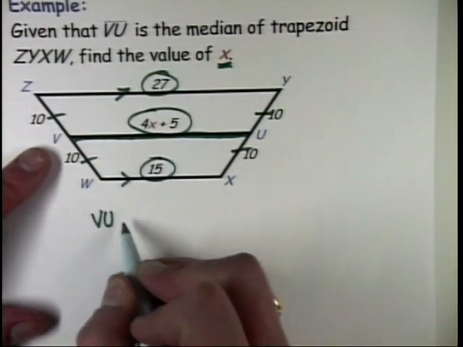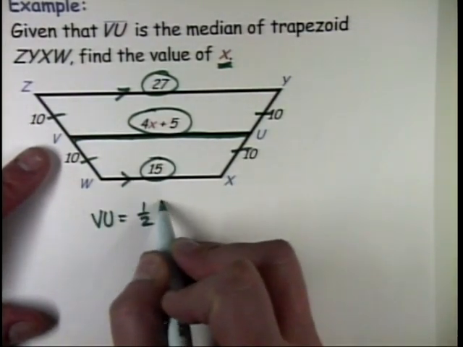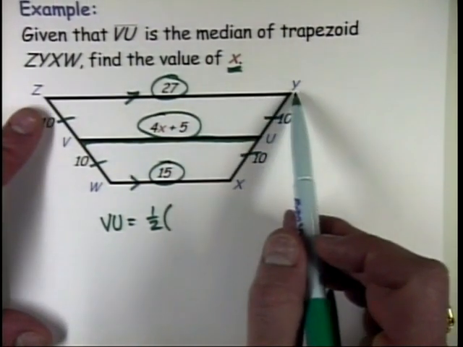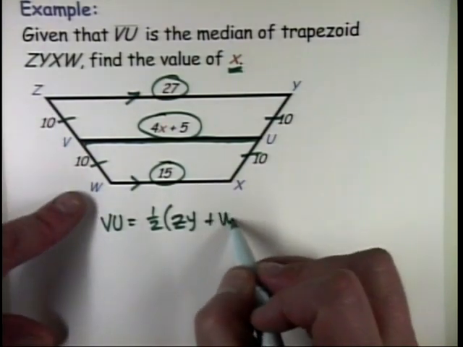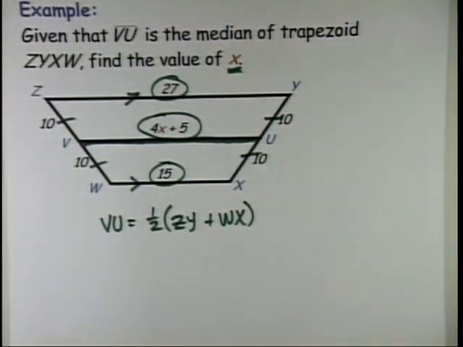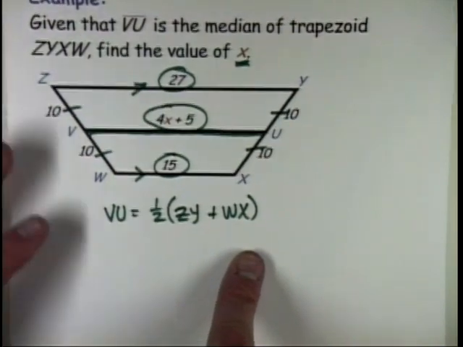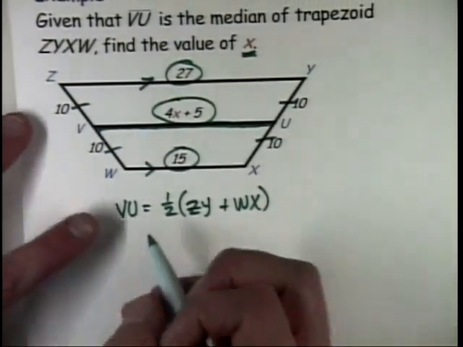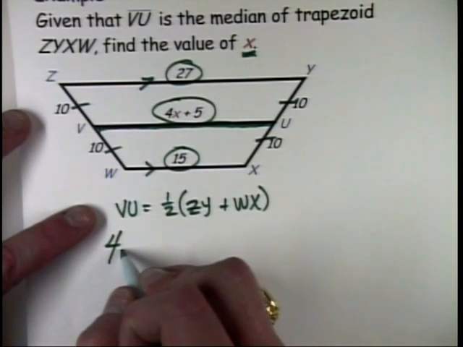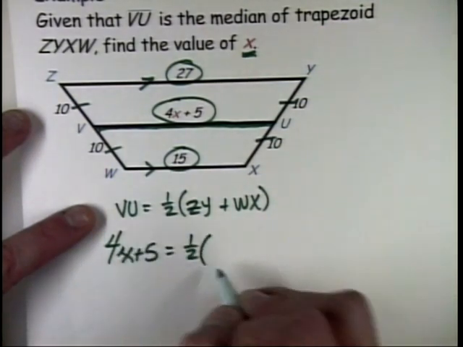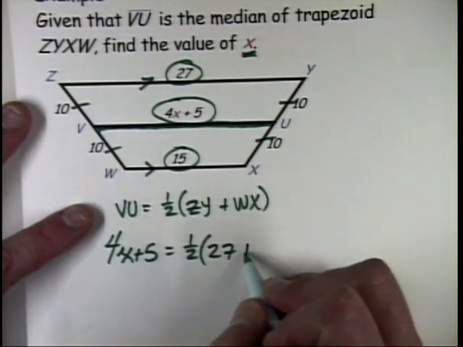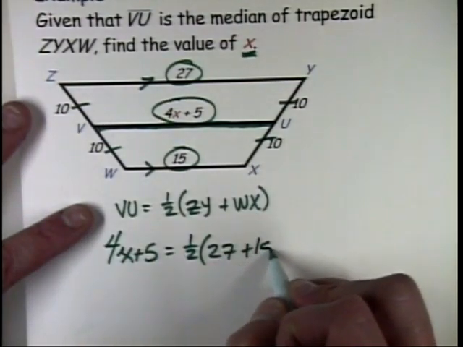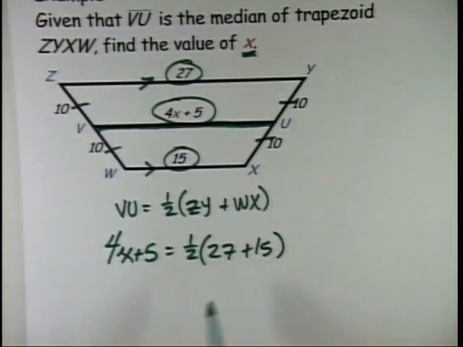VU, the length of VU, is 1/2 the sum of the two bases. I'm going to use the letter notation here. That's going to be segment ZY plus segment WX. So it's always a nice idea to start off with this literal equation with just the variables here. And now we'll plug in what we know. VU is the variable expression 4x plus 5. And that's equal to 1/2. 1/2 is a constant. The length of segment ZY is 27. Plus the length of segment WX is 15. So once again, I hit an algebraic expression.